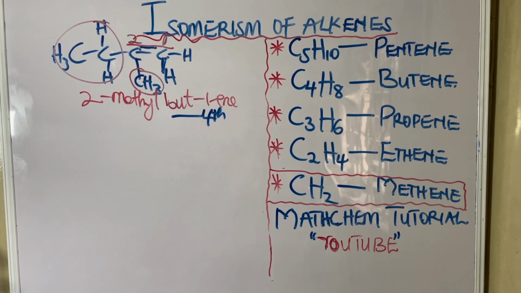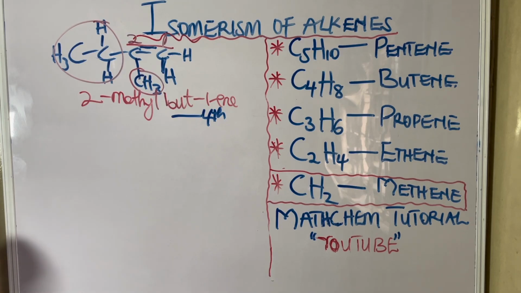Okay. So if we can do that, this is 2-methylbut-1-ene, right? Good. So we can only have the normal 2-methylbut-1-ene, no cis, no trans. Okay. So the next one we're going to have is, let's try something like this.